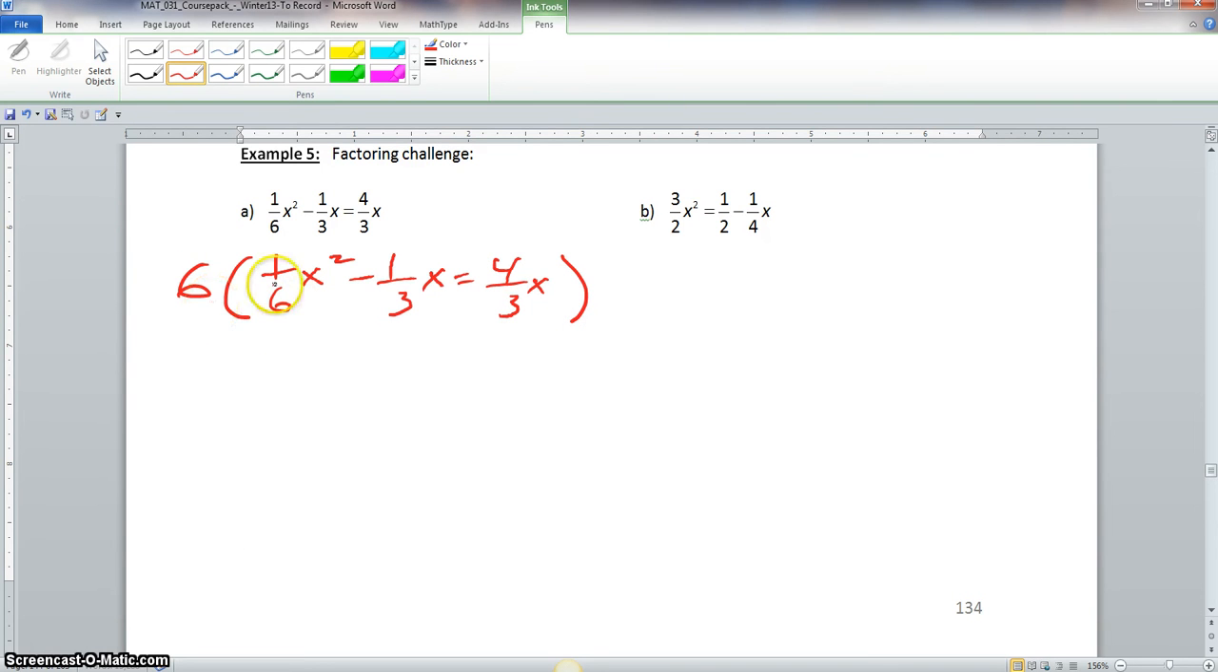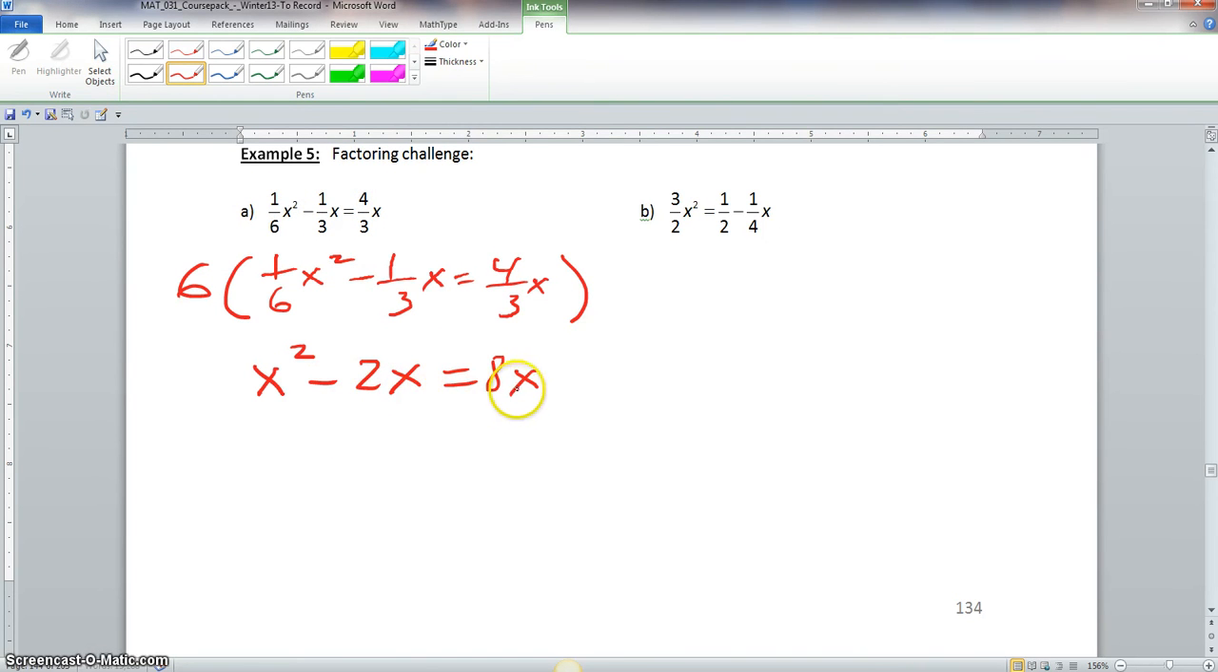So we multiply all of these terms by 6. Okay, these 6's will simplify out and it'll leave you x squared. 3 goes into 6 twice. 2 times a negative 1x will give you a minus 2x. 3 goes into 6 twice. 2 times 4x is 8x. Now this looks to be a little bit more manageable than this does.